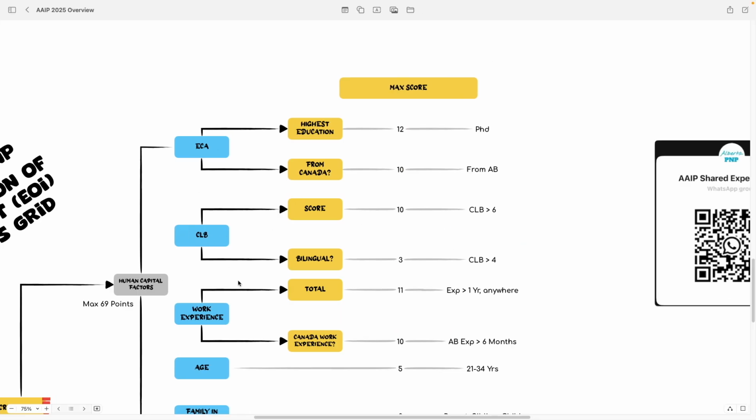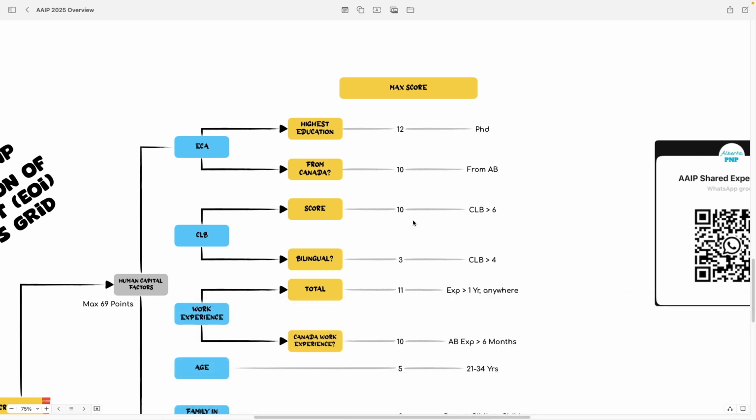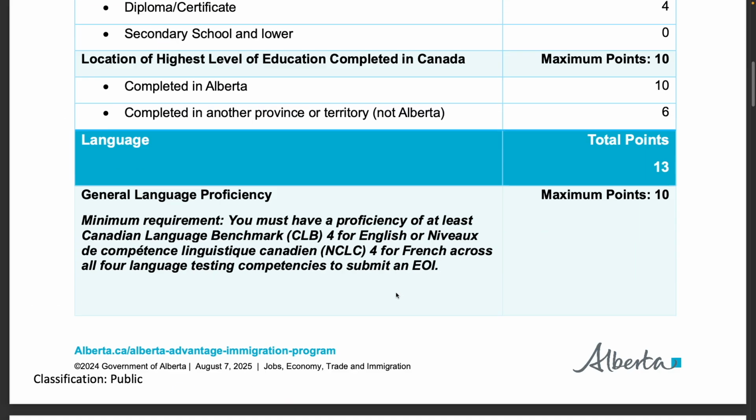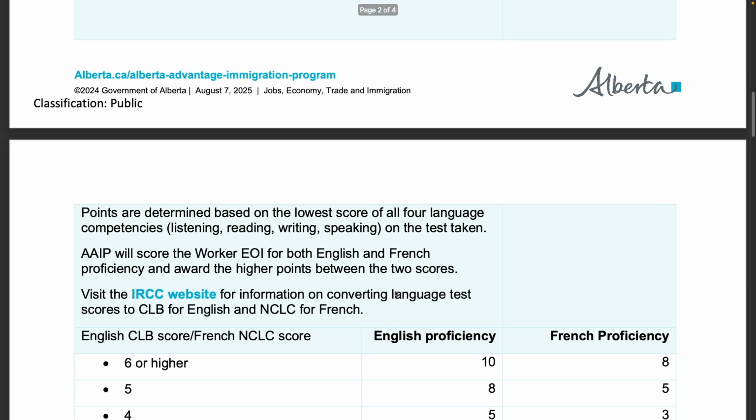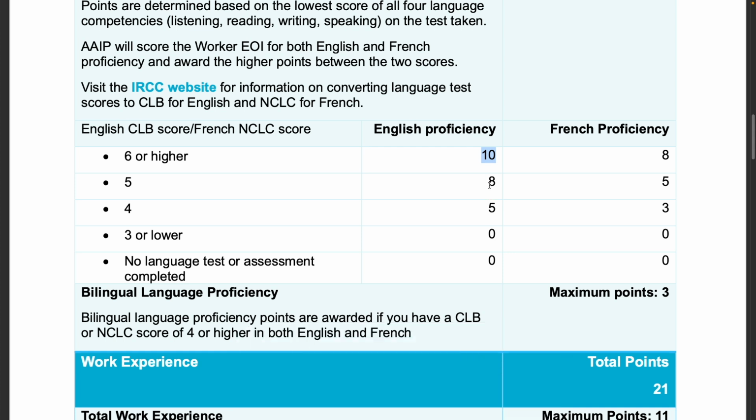Next comes your language proficiency, or CLB. Here, if you get more than 6 in any language, you get 10. Plus, if you are bilingual and have proof that in both languages, English and French, you have a CLB of more than or equal to 4, you get 3 additional points. So let's look into it. Here you get a maximum of 13 points for language, and based on this table you will get a maximum of 10. Say, for example, you have 5 in both languages. You will get 8 for English and 3 for being bilingual.